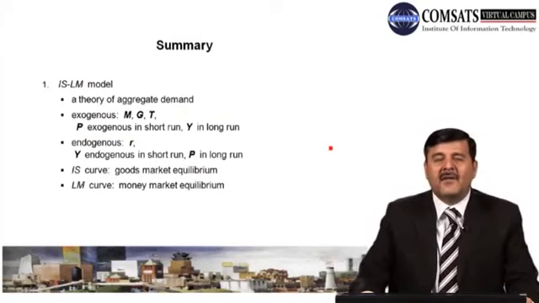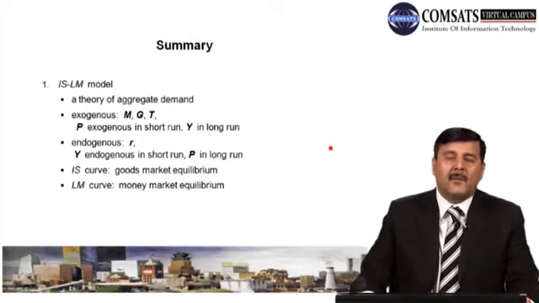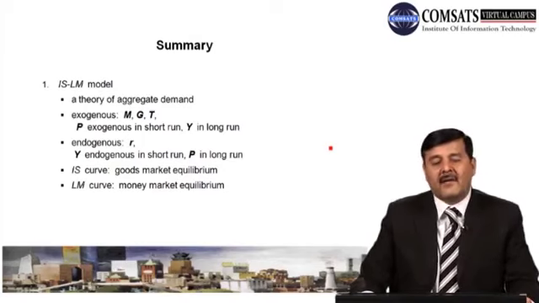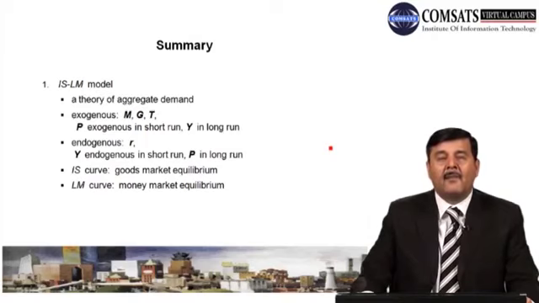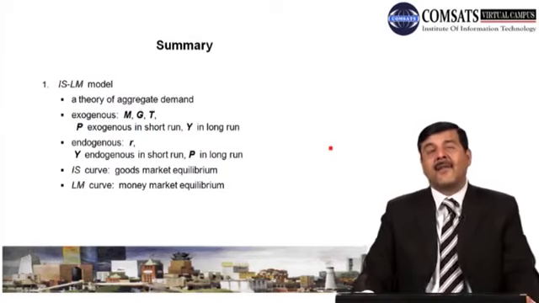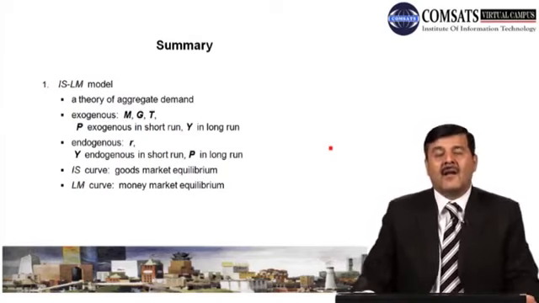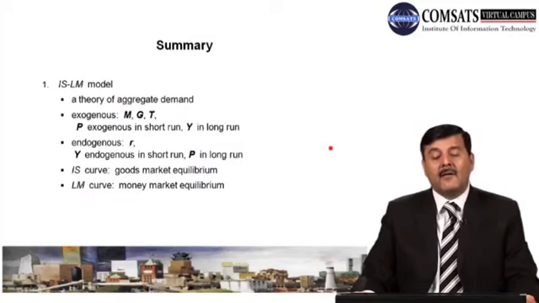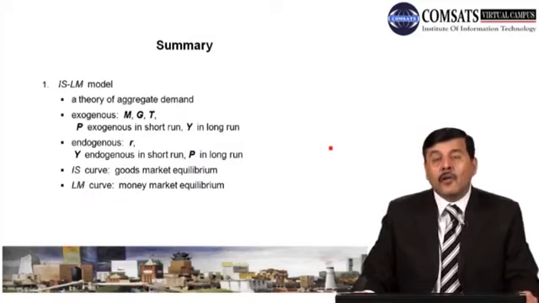So what we have learned today, we started from the IS and LM model, and we tried to derive the aggregate demand curve. We have derived the aggregate demand curve by using the IS-LM model, and then we saw that if M, G and T are exogenous, then P is exogenous in the short run, Y in the long run. Endogenous variable is the rate of interest. उसकी हमने बात की कि interest rate determines the income level in the economy. Then Y is endogenous in the short run, P in the long run.